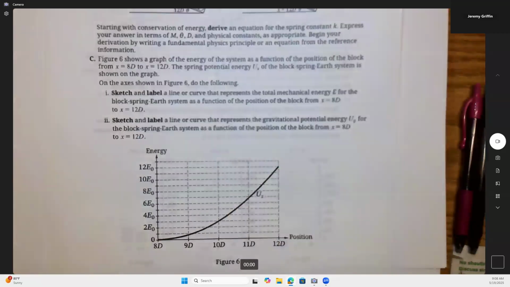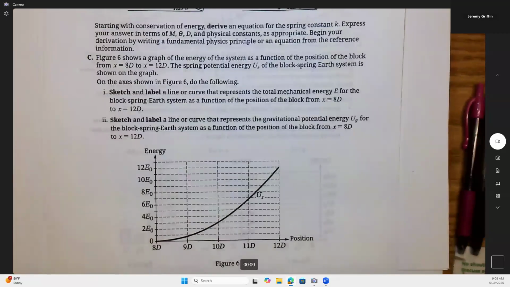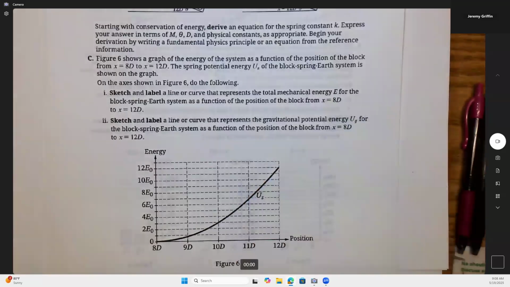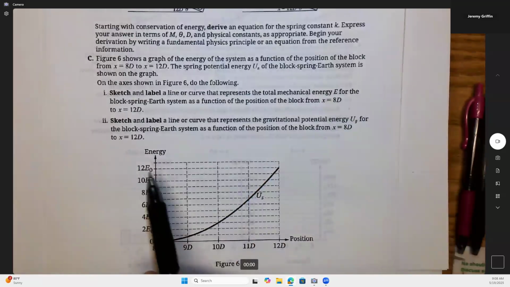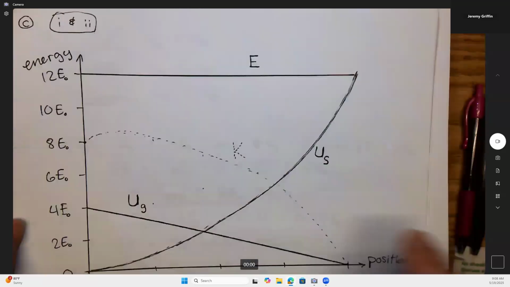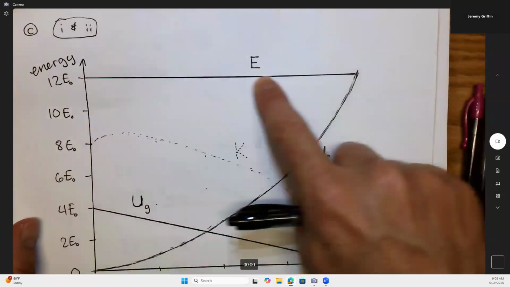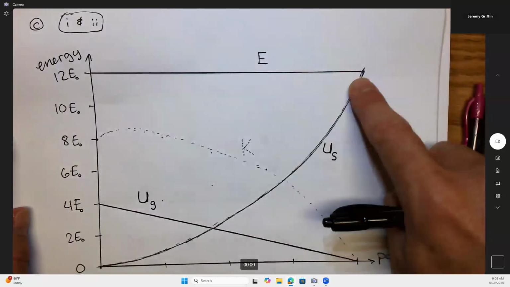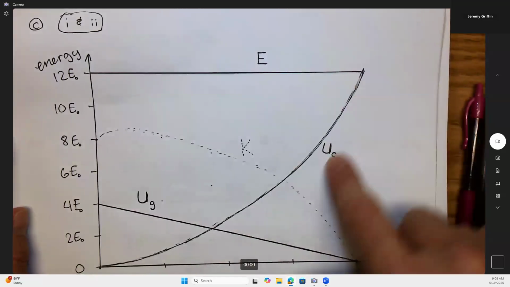U sub G. I'll show you what I got, but you tell me one first. What did you do for total mechanical energy? Straight line at 12E, is that right? So at 12E, label that the total mechanical energy right there. Now here's the one they gave you. I just did this on my own paper.